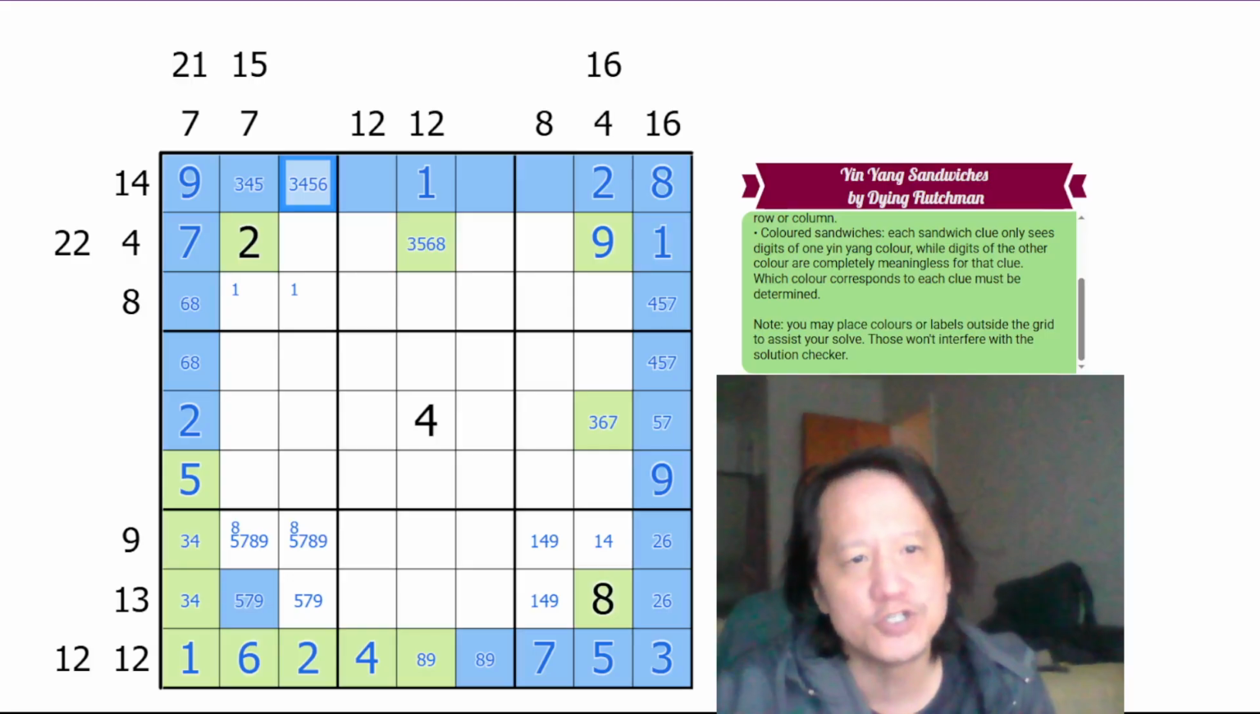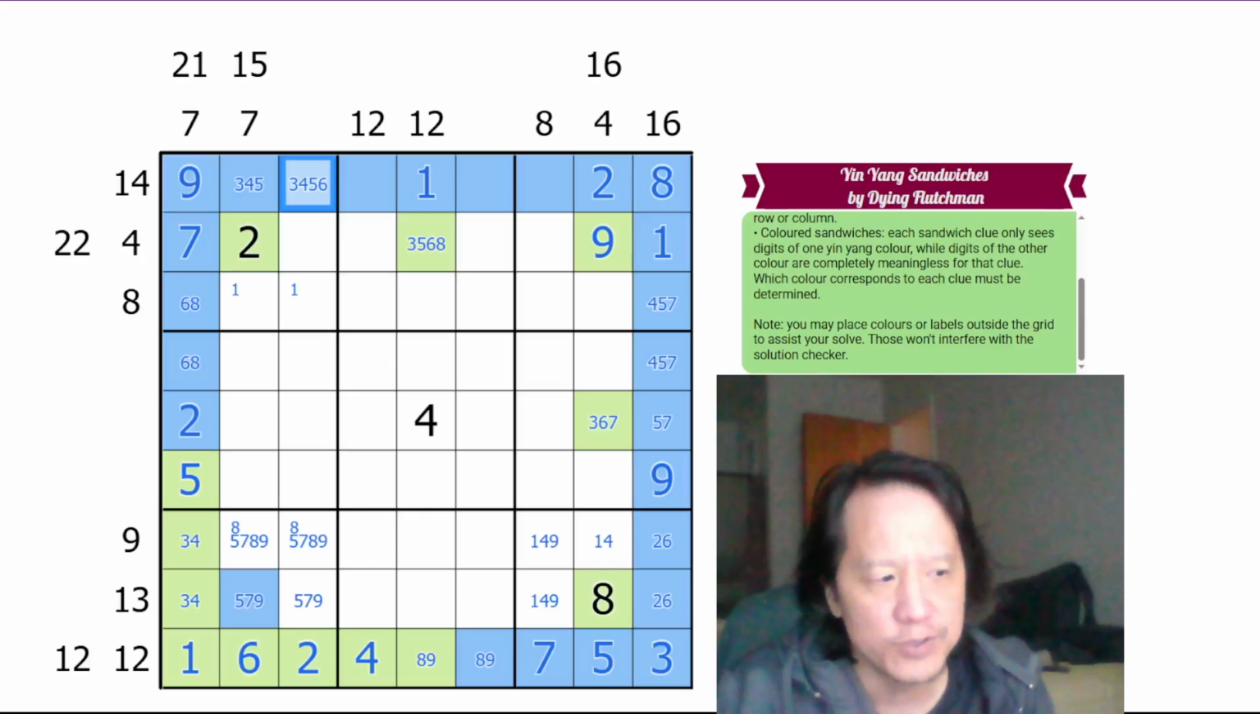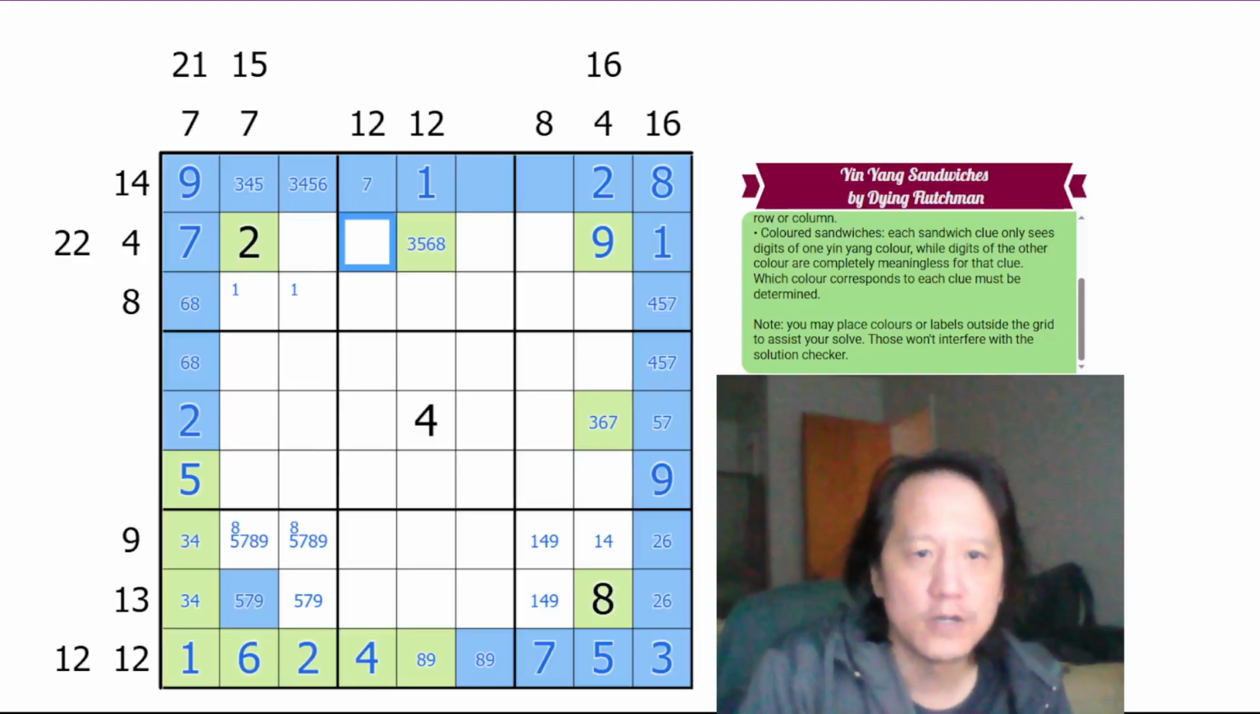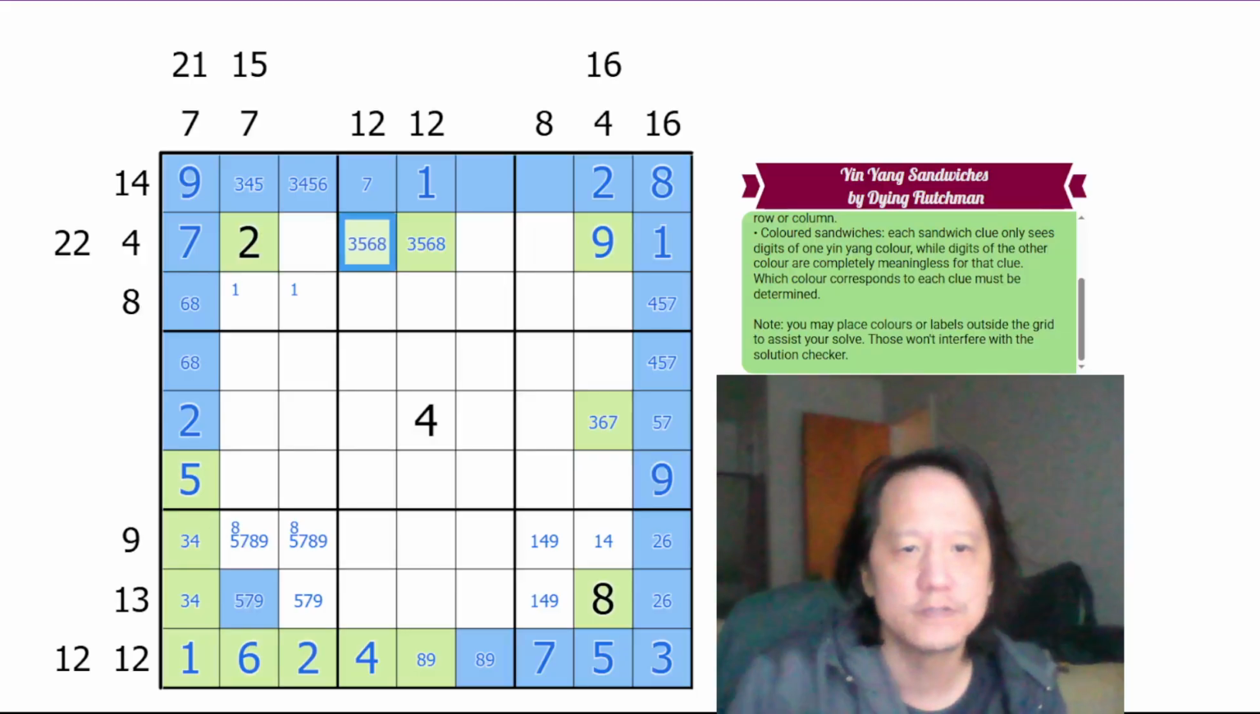And 3 digits to add up to 14 without a 2 or an 8. You could be 3, 4, 7. So that would be 3, 4, and 7 there. Oh, this can't be 4 either now because of that 4. So this is also green. It's 3, 5, 6, or 8.